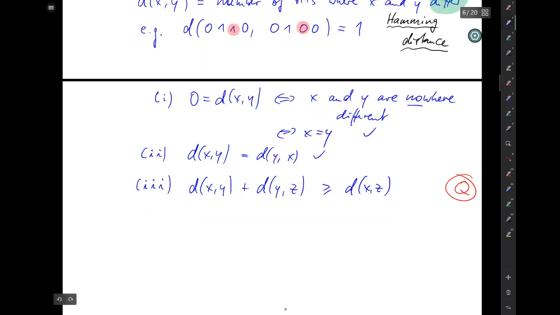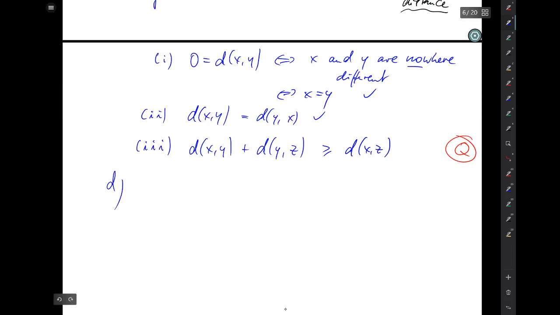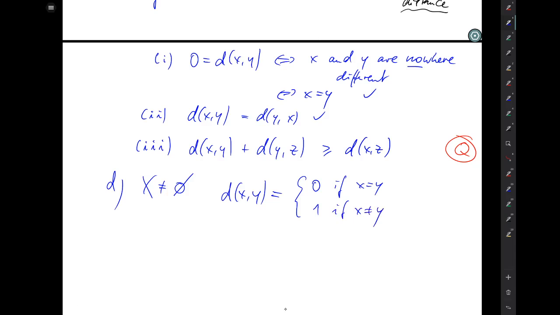Let's look at one more example. Example D. The set X, this time it doesn't matter at all as long as it's not the empty set, like we want in the definition. And we say that the distance of two elements x and y is 0 if they are the same and 1 if they are not the same. Doesn't that look crazy?